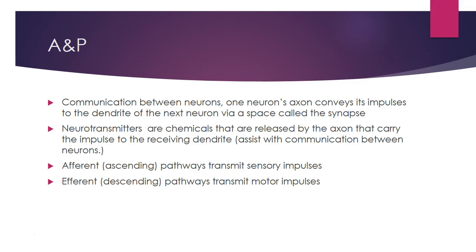Then we also have neurotransmitters, and neurotransmitters are chemicals that are released by the axon, which carry the impulse to the receiving dendrite. So they help to assist with communication between the neurons.